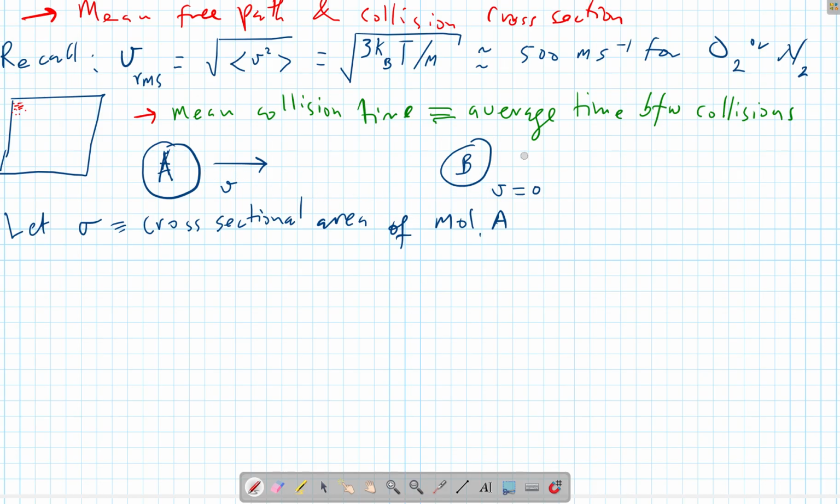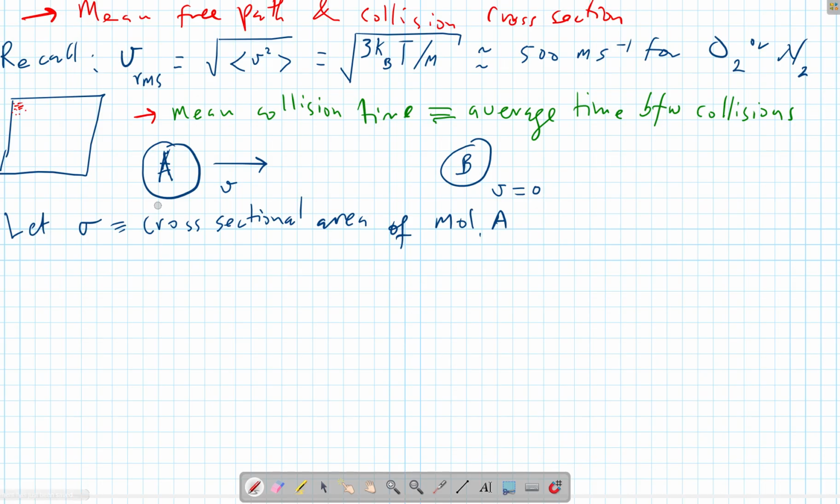The bigger A is, the more likely there is going to be a collision. The smaller the size of the molecules, the less probability we're going to have for the molecules to collide. So this sigma, the cross-sectional area, hand wavy, one can think of it as a measure of how likely or how often molecule A is going to collide with molecule B, right?